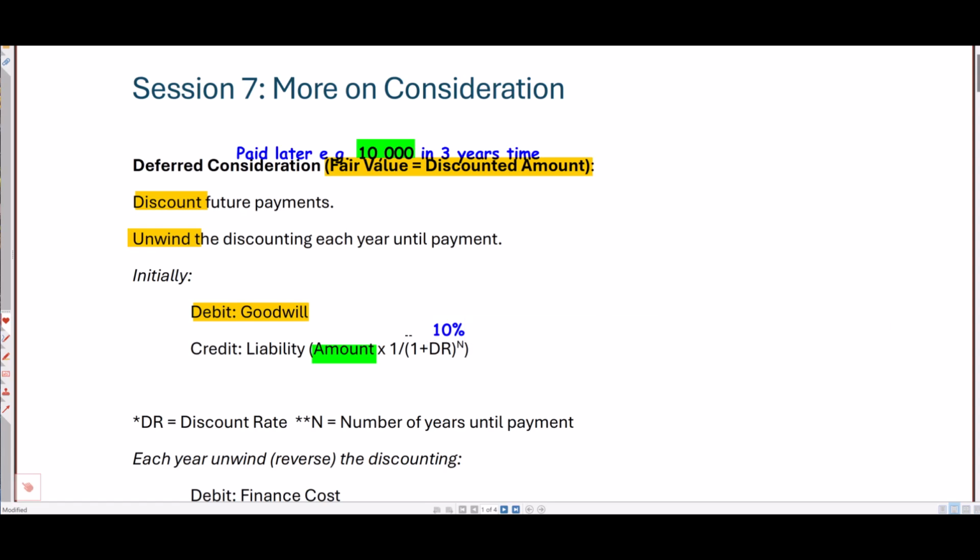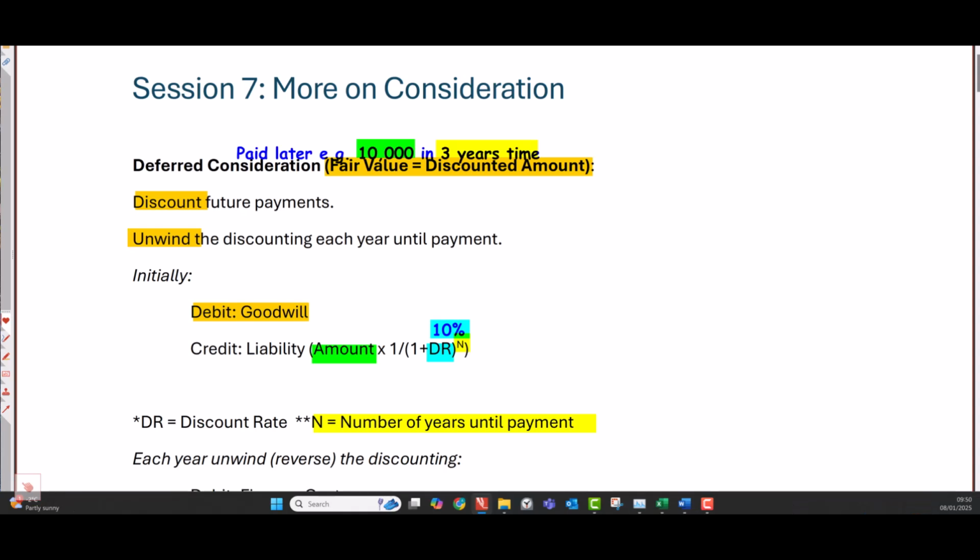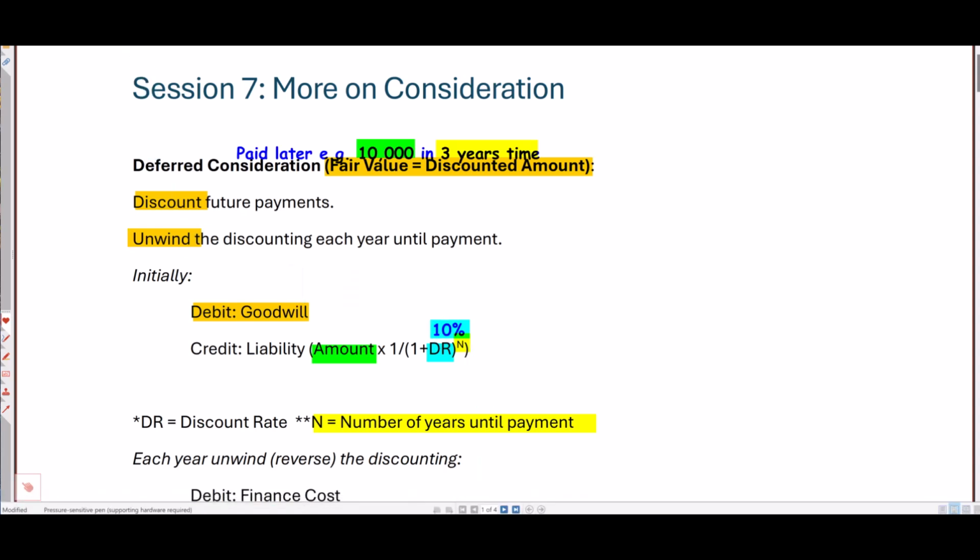Okay, so we'll do the working in a second. And it's going to be 3 years' time. So in 3 years' time is n, the number of years until payment. So the amount is 10,000. The discount rate is 10%. And the number of years until payment is 3 years' time. So let's just do that little working. This is again for 10,000 in 3 years' time, and the discount rate is 10%.